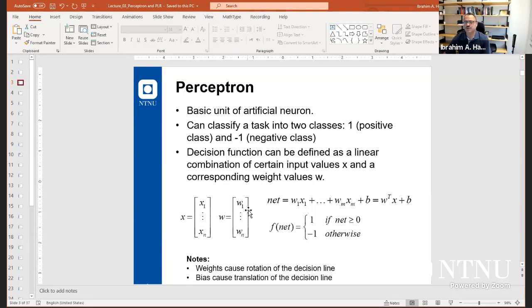And we need to use an activation function. The activation function will be: if net is greater than or equal to 0, the output equals 1, and 0 otherwise. So this is our perceptron.